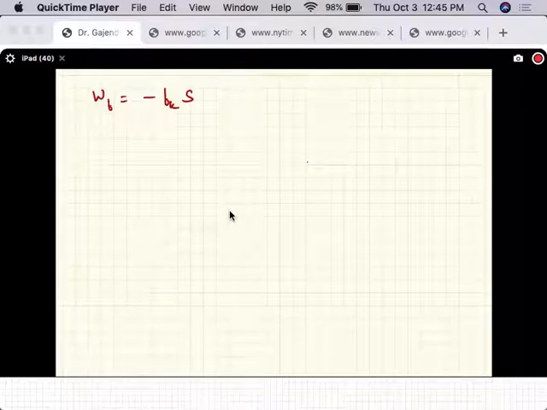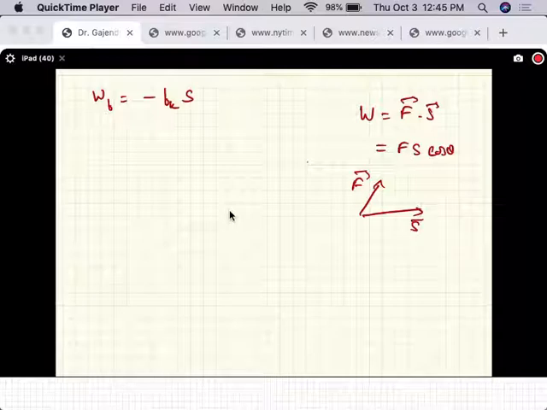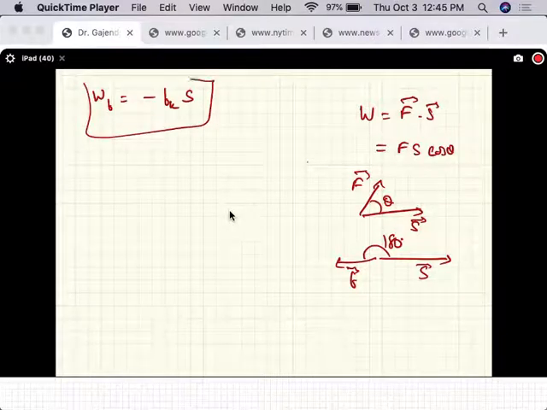The definition of work is F dot S, the force dotted with the displacement, which is Fs cosine theta. Here is the general definition. For a friction force, the friction force is always opposite to the displacement vector, and that angle is always 180. And cosine 180 is minus 1. So again, friction force always does negative work.